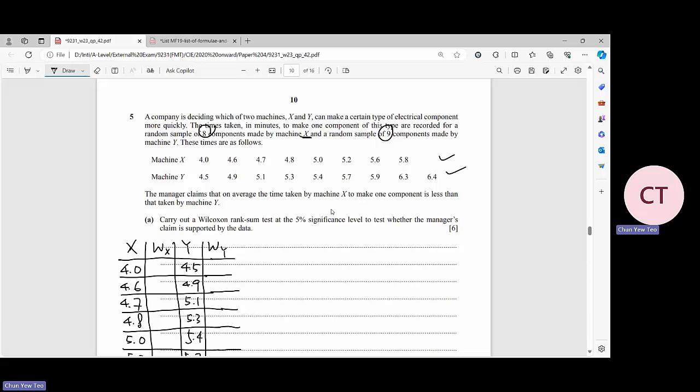The manager claims that on average, the time taken by machine X to make one component is less than the time taken by machine Y. Carry out a Wilcoxon rank sum test at 5% significance level to test whether the manager's claim is supported by the data. Since it's Wilcoxon, we are going to consider the median. So the population median of X is equal to that of Y, versus the median of X is less than the median of Y, according to the manager's claim. Okay, so this is what we have.